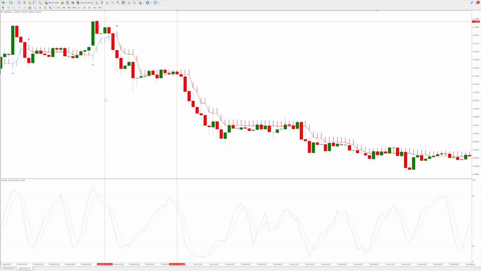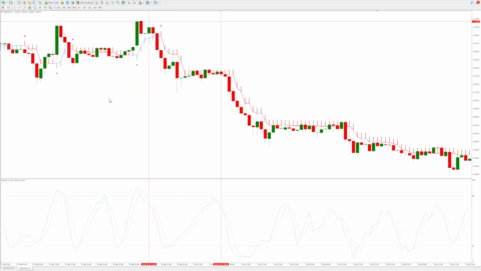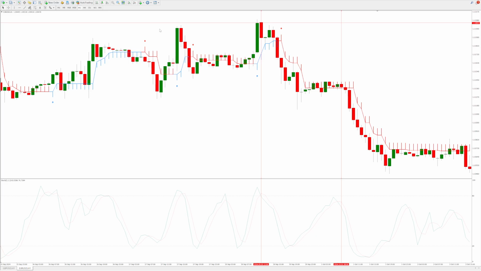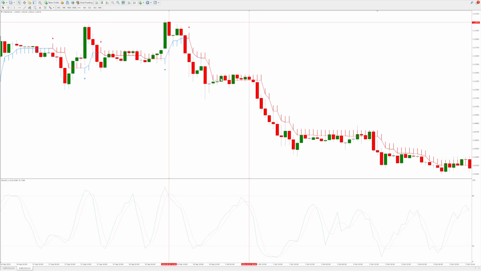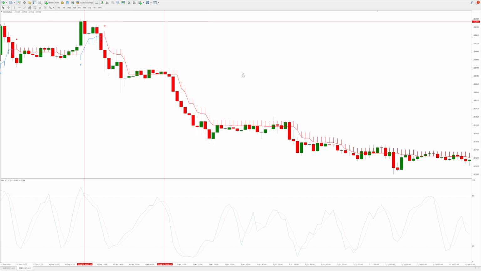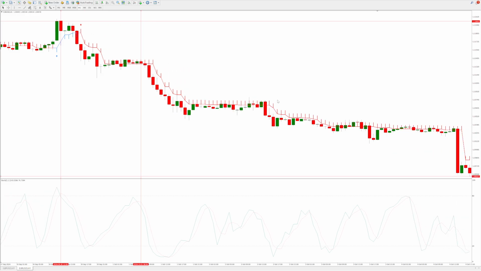Some may argue you could have even come in earlier, which is this stochastic crossover in the extreme overbought zone coming from that resistance level. Again, the half trend indicator doesn't agree, which may keep you out of trouble sometimes, but may make you late to the party in others. But there's no harm in waiting for the trend to form and then entering.